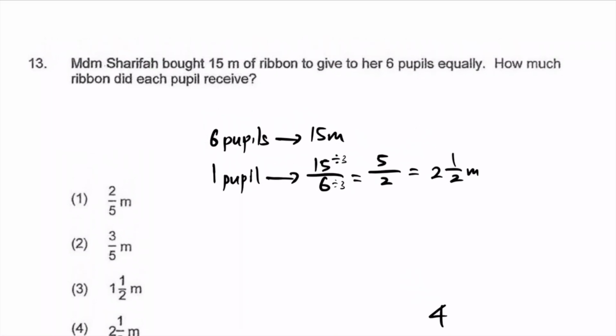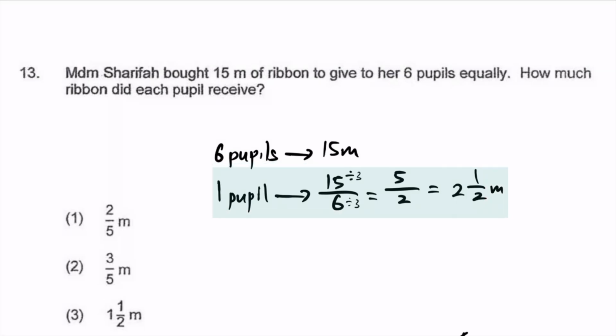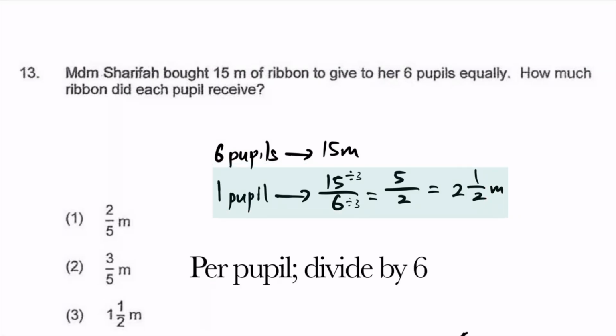Madam Sharifa bought 15 meters of ribbon to give to her 6 pupils equally. Now, from here, we can form an equation saying 6 pupils are going to share 15 meters of ribbon equally. So next thing we'll do is to find the length given to 1 pupil. That is a division by 6. So we're going to take the 15 meters divided by 6. Both happen to be multiples of 3, so let's divide by 3, 5/2. And here we are. The answer is 2.5 meters each.